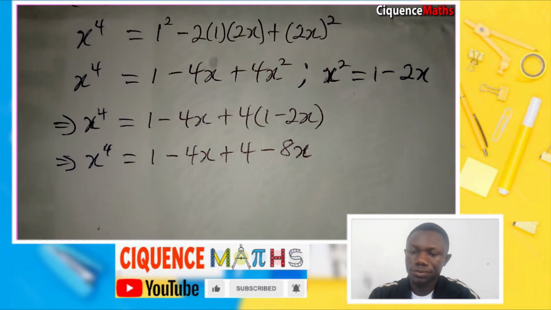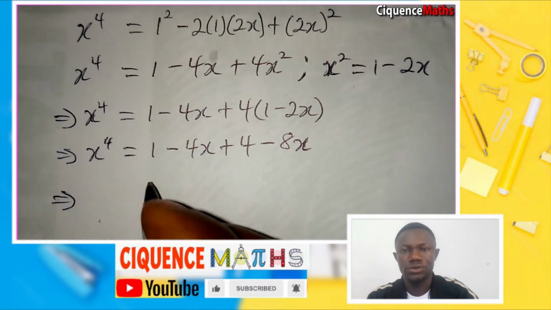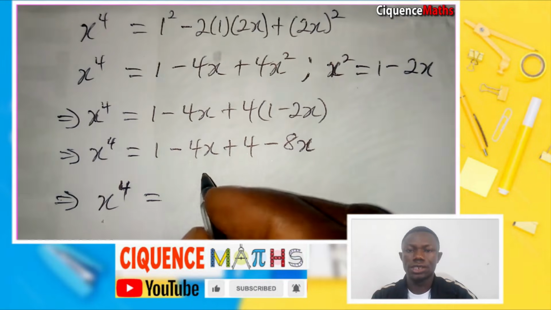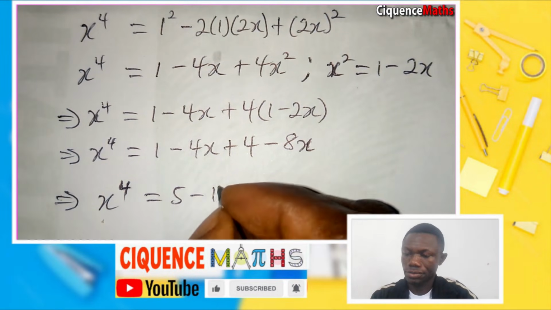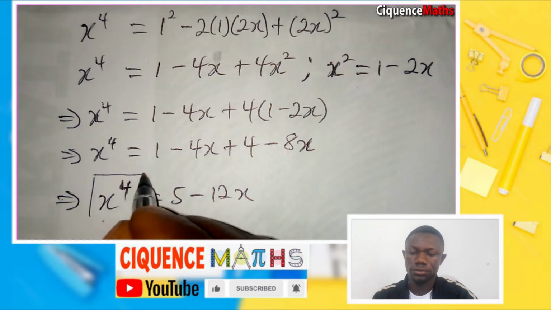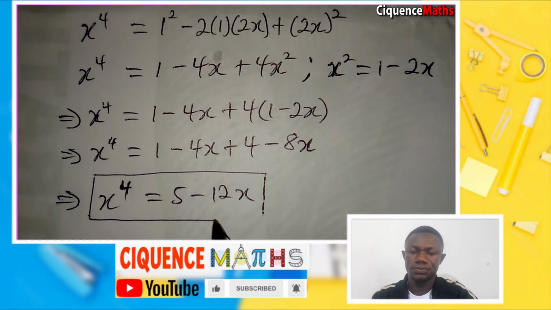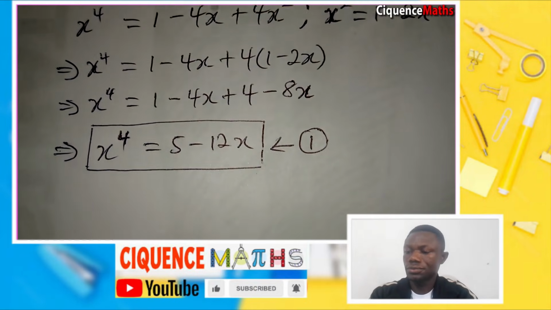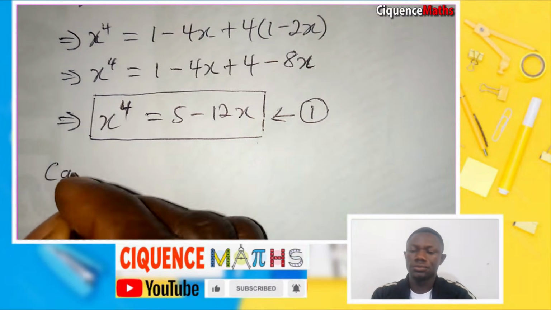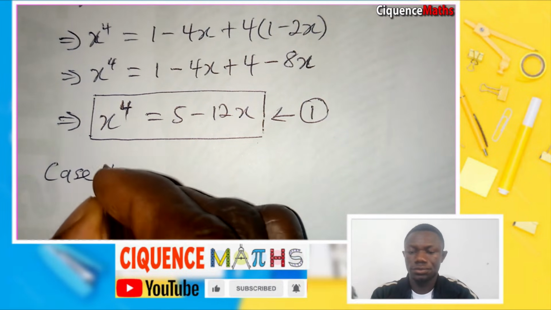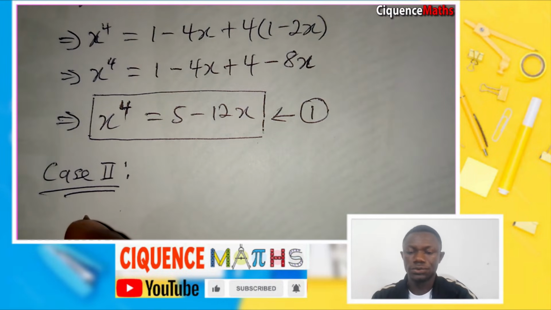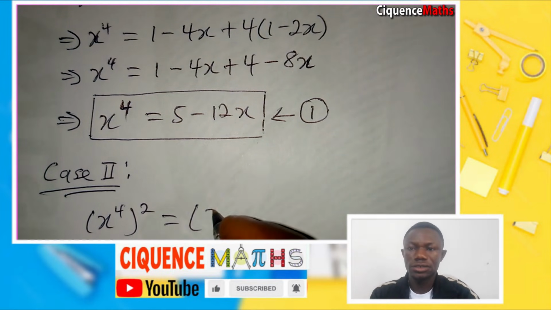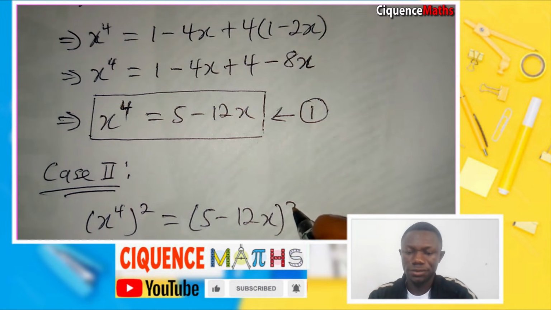Then we simplify. Our x exponent 4 gives us 5 minus 12x. Good. So this becomes the value for x exponent 4, and we name it equation 1. Then let's proceed. We want to find the value for x exponent 12. So we take square once again on both sides of the value for x exponent 4.